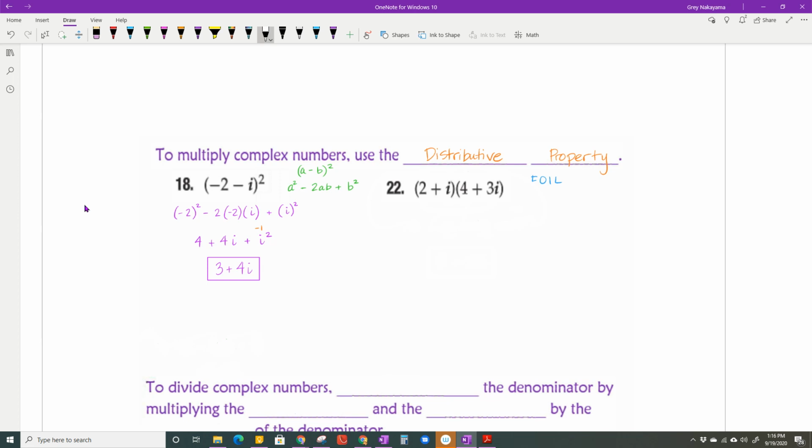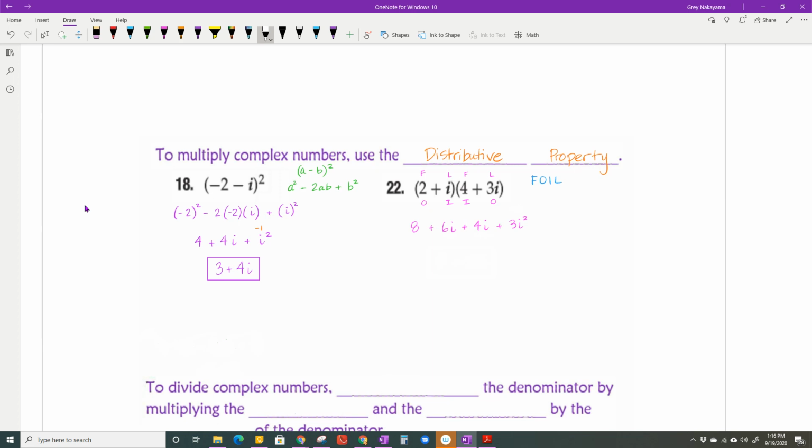All right, last example. I'm going to use FOIL. The FOIL acronym stands for the first term, so that's 2 times 4, which gives me 8. O stands for outside: 2 times 3i gives me plus 6i. I stands for inside: i times 4 is 4i. Again, both positive. And L stands for the last terms, and i times 3i is 3i squared.